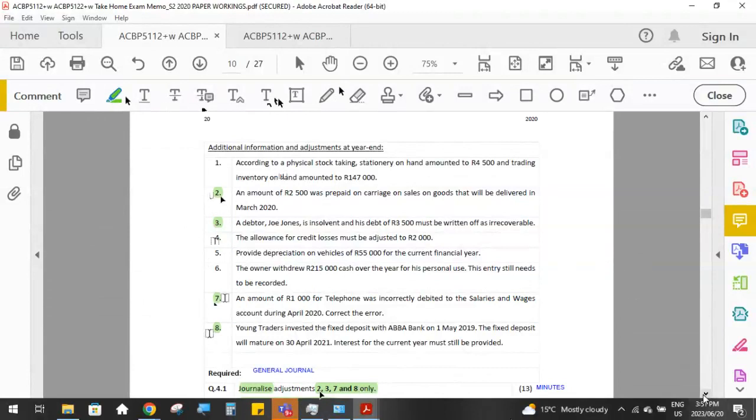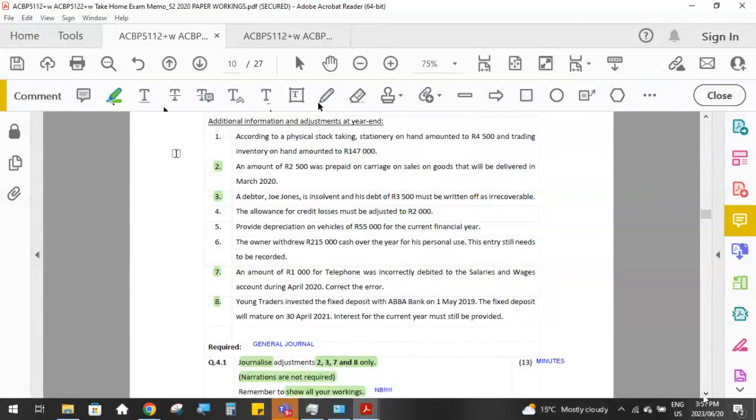Yes, we highlighted the correct ones. And now we can go and have a look to see what we need to do. So remember, your general journal is where you've got your document date details and then 1 debit column and 1 credit column. That's what the general journal's columns are made up of. Adjustment 2: an amount of 2,500 was prepaid on carriage on sales on goods that will only be delivered in March.